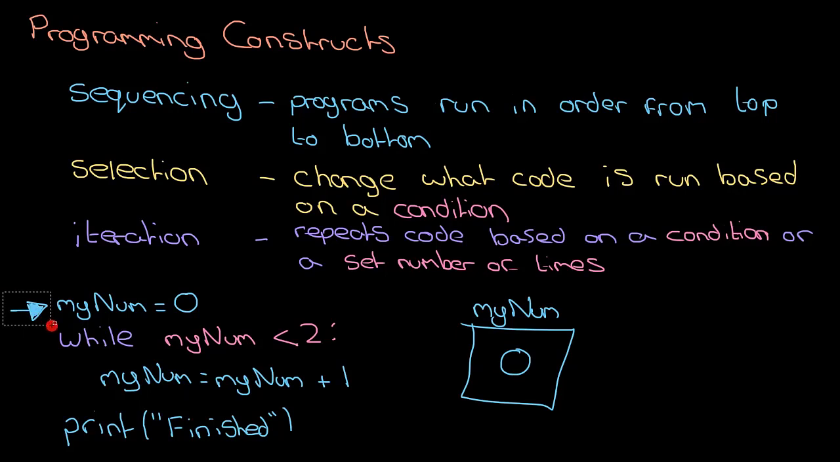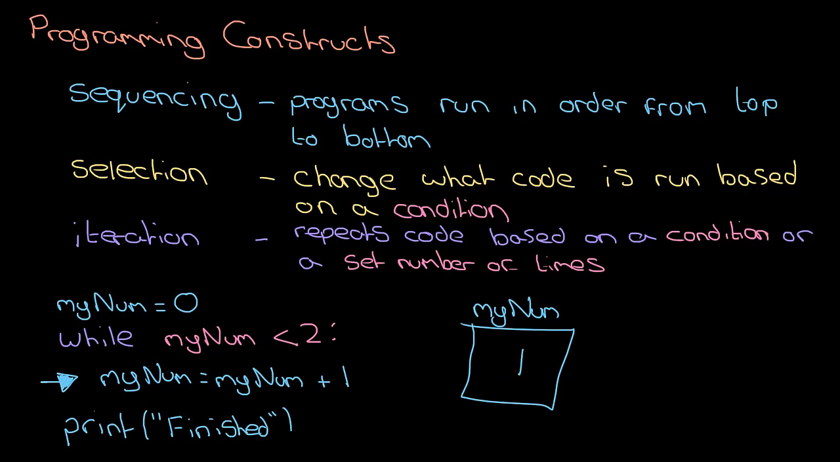First line of code that's run is my_num equals 0. So far, so good. Next line that gets run is this: while my_num is less than 2. Well, is my_num less than 2? Yes, it is, because it's 0. So we move on to the next line of code, which is here. my_num equals my_num plus 1. That means we're adding 1 onto my_num. So let's get rid of that 0 and put a 1 in there.